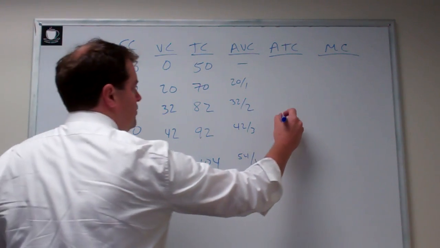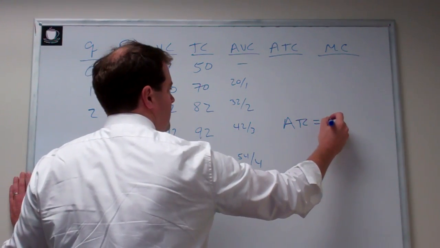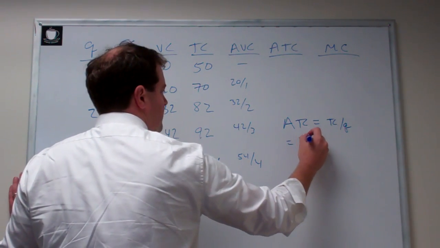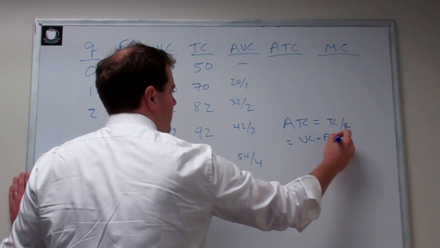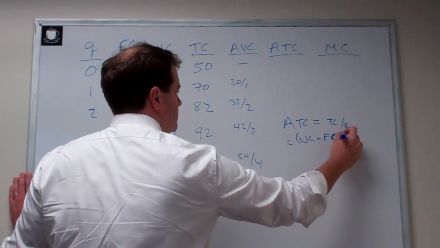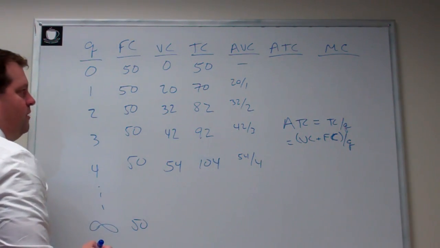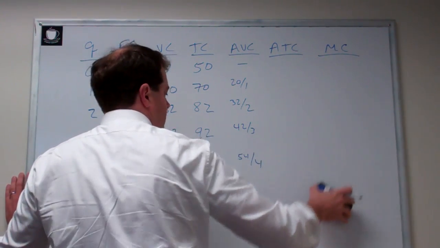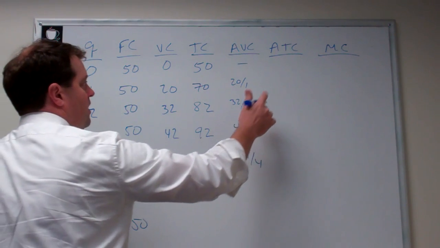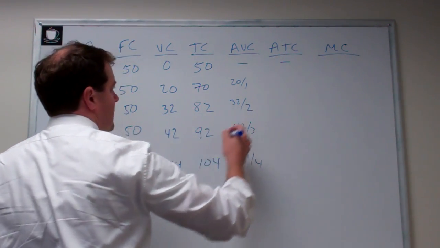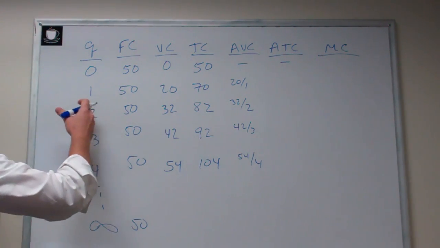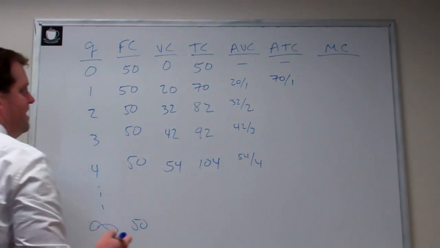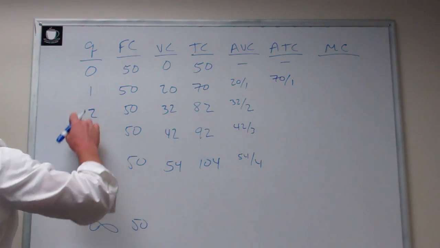Then I've got average total cost. Average total cost is just total cost divided by output. Another way I can think about this is it's variable cost plus fixed cost in the numerator divided by output. With average total cost, when I produce no goods, I can't calculate that. When I produce one good, average total cost is 70. I just divide 70 by 1.